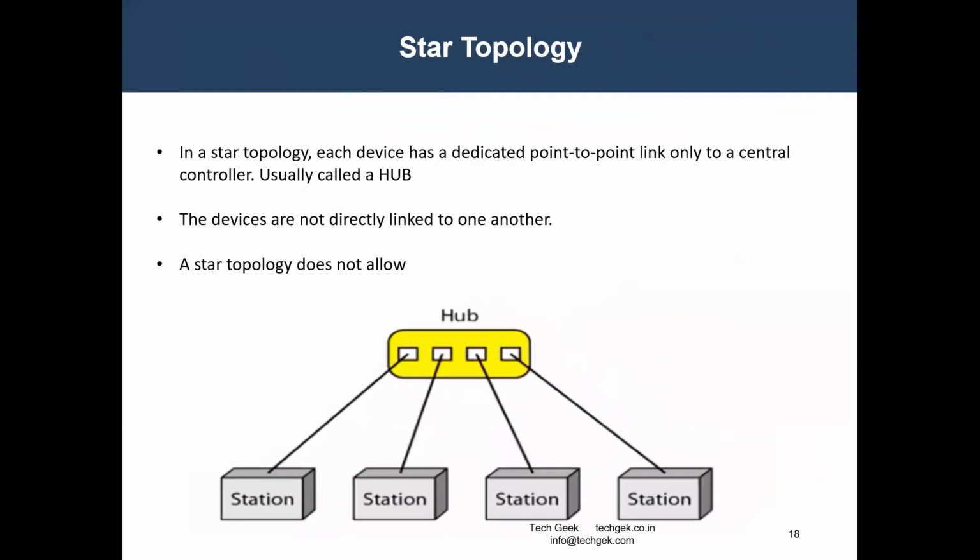Now, if I talk about the star topology, each device has a dedicated point-to-point connection, and that is controlled by a central device only. That can be considered as a hub here. So devices are not directly linked to one another. The star topology does not allow the devices to connect to each other. They are connected to the central unit like a hub, so they are controlled by a central hub.